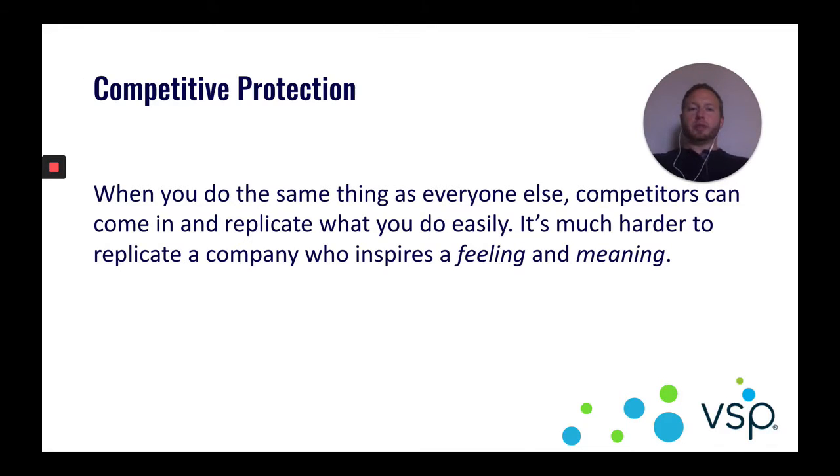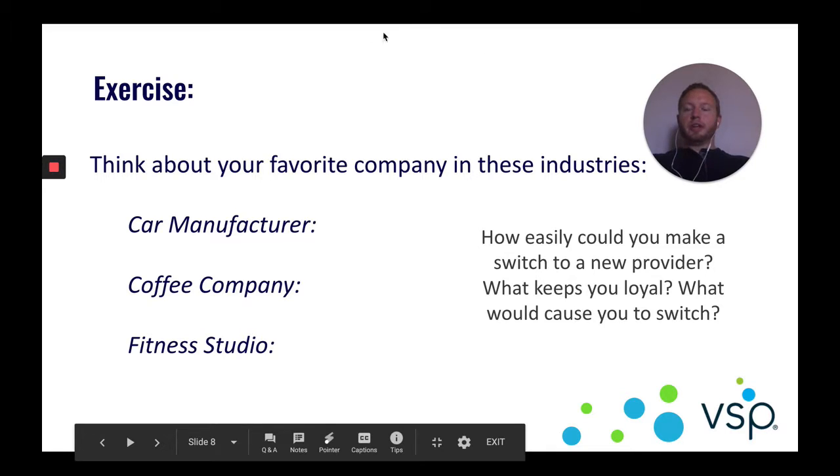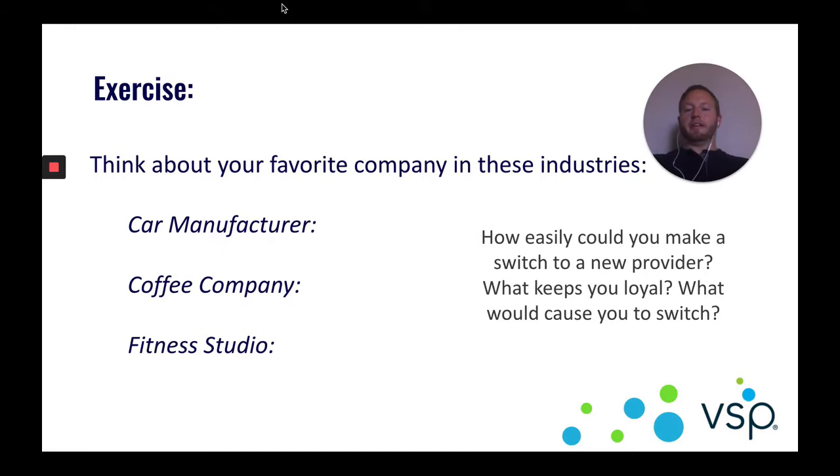So I want you to think about this exercise, and I want you to think about these three industries: a car manufacturer, coffee company, and a fitness studio. And think about the three companies in your life that you identify with the most. So which car do you drive, which coffee do you drink, and what fitness studio do you go to? And I want you to ask yourself the question on the right: how easily could you make a switch to a new provider? How easily could you switch coffee companies? How easily could you switch cars that you drive? And how easily could you switch the fitness studio that you go to? And then think like, what keeps you loyal to them? And what would actually cause you to switch?